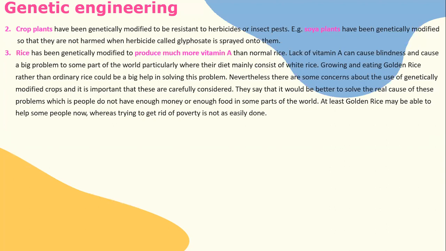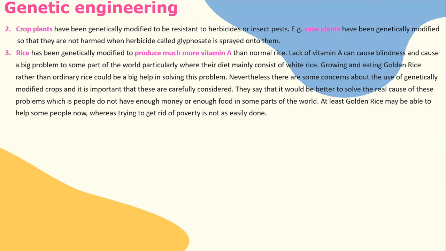Number 3, genetic engineering is being used in the production of rice. Rice has been genetically modified to produce much more vitamin A than normal rice. Lack of vitamin A can cause blindness and is a big problem in some parts of the world, particularly where the diet mainly consists of white rice. Growing and eating golden rice rather than ordinary rice could be a big help in solving this problem.